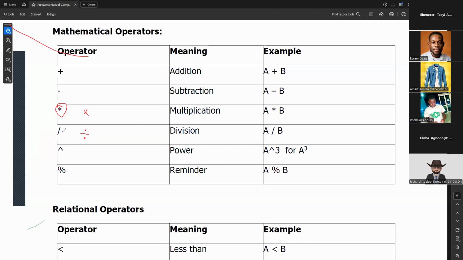Panini Bedu. Panini, stop writing on the screen. What is it? Bani Bedu, stop writing on the screen. Okay, sir.